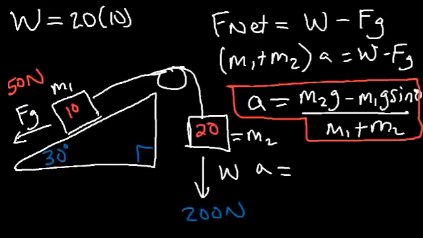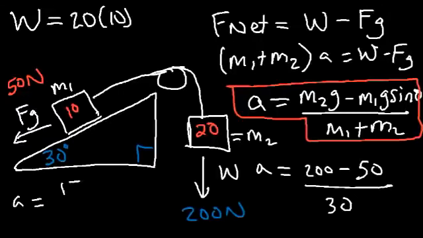So now let's calculate the acceleration. So m2g, that's 20 times 10, which is 200. m1g sine theta, we can see that is 50. So the difference between the two forces is 150, divided by the total mass of 30. So 150 divided by 30. We could cancel the zeros, and 15 divided by 3 is 5. So 5 is the net acceleration of the system.